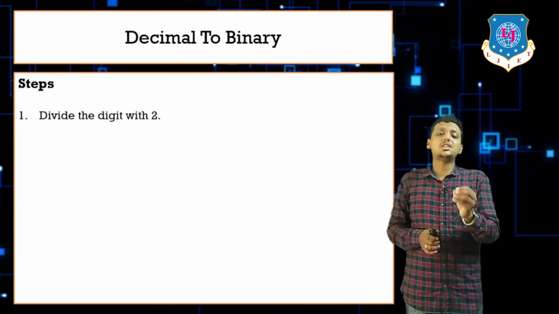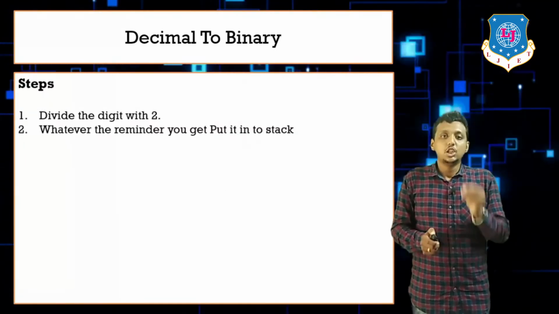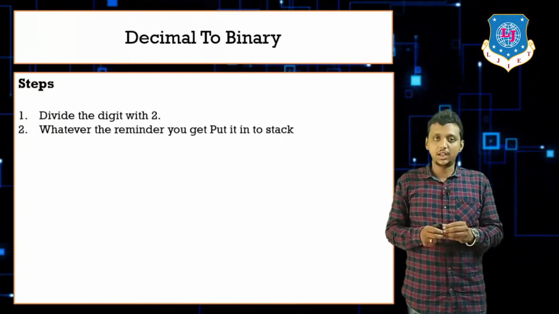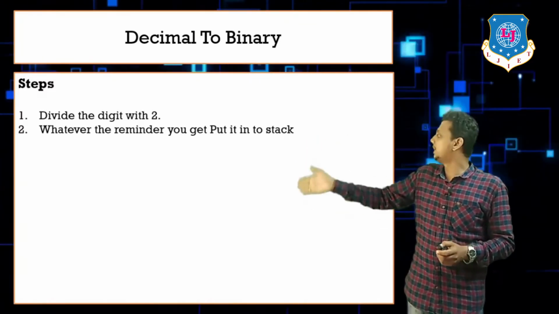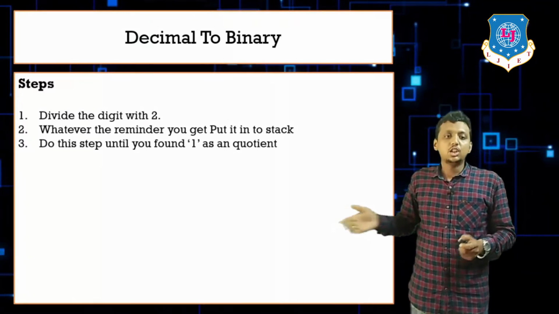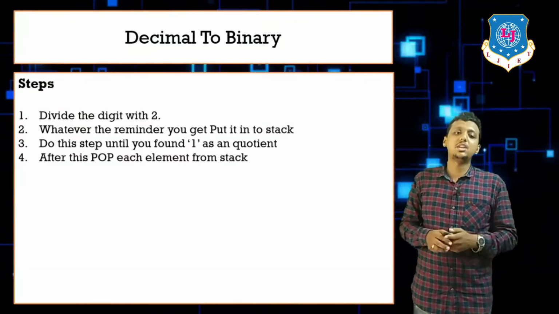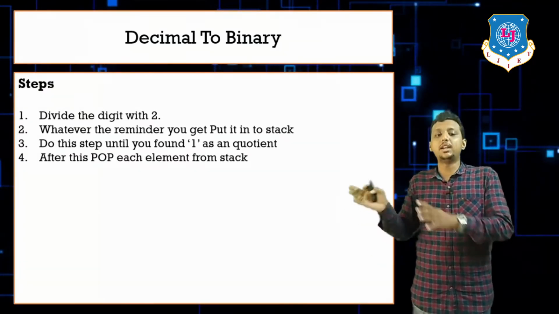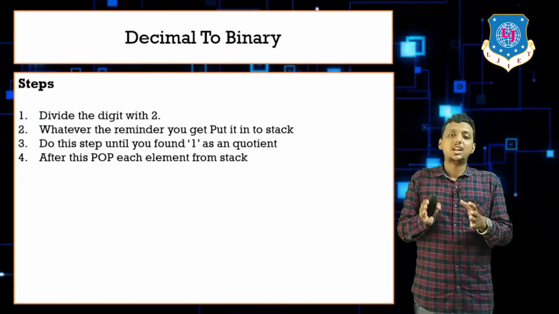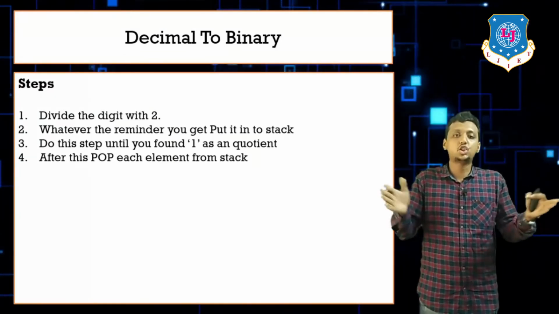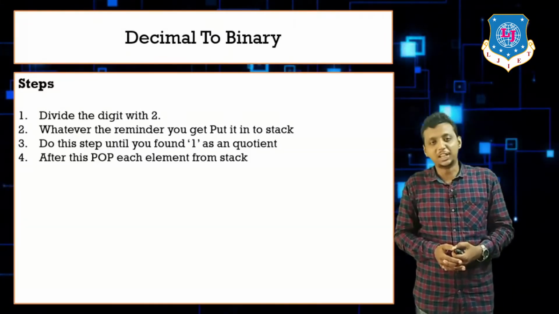Step one: you just need to divide your number by 2. Whatever the remainder you get, you need to put inside the stack. Do this step until you get 1 as a quotient, and then, students, pop each and every element from the stack. Whatever the answers you get after popping the elements, all of them will be merged together, and that becomes the final answer of decimal to binary.